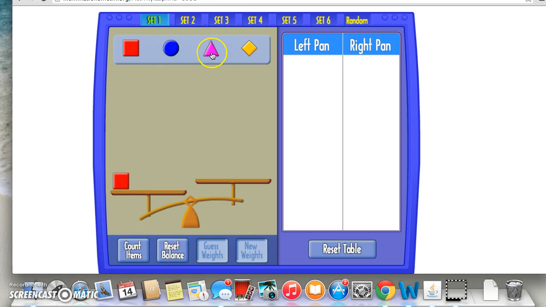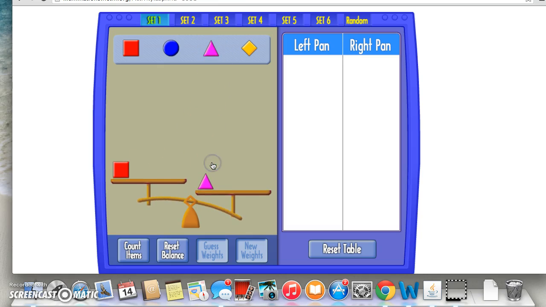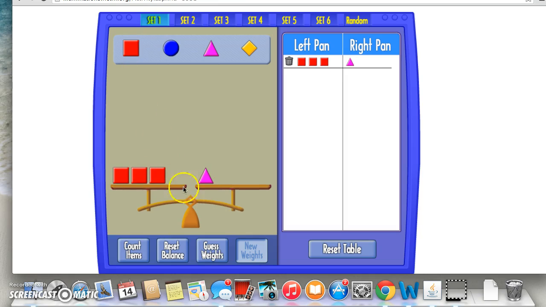So they can start off, let's say, with a triangle, and they see that, okay, well, the triangle weighs more than the square, so you can try and add another square, and just keep adding them until they balance. And once they balance, it goes over here to this table, and so the students have a record of what they've been doing. And then they can reset the balance and move to another shape to try to figure out that one.